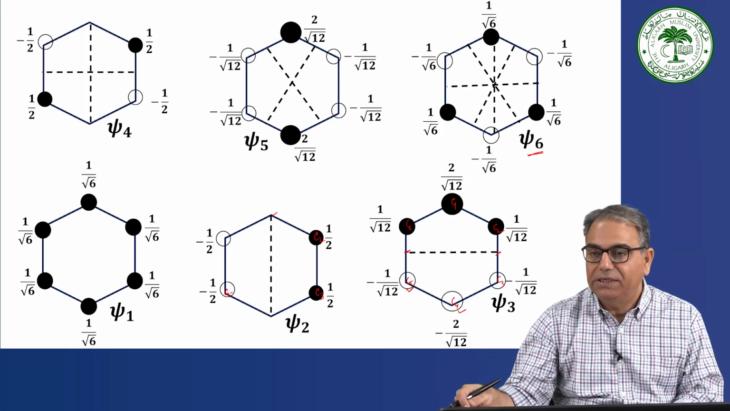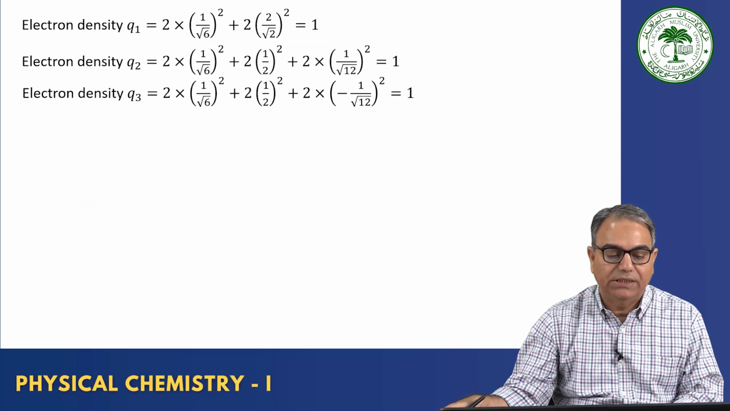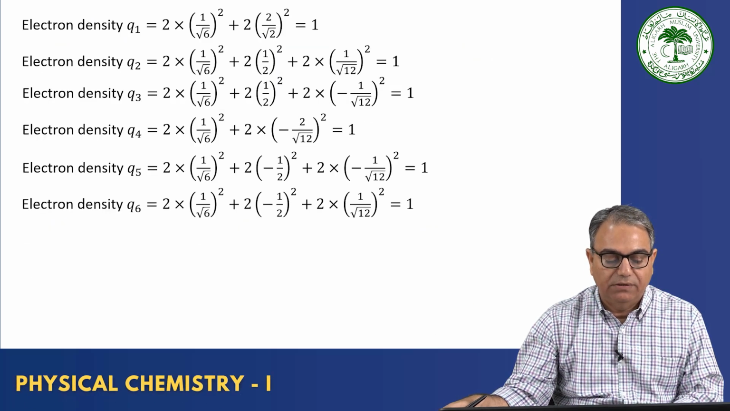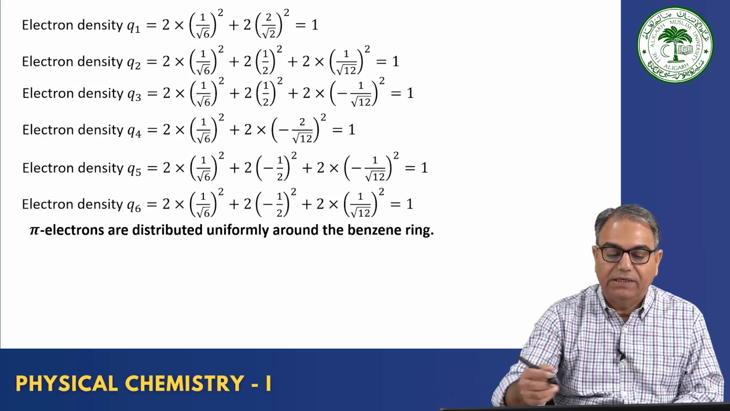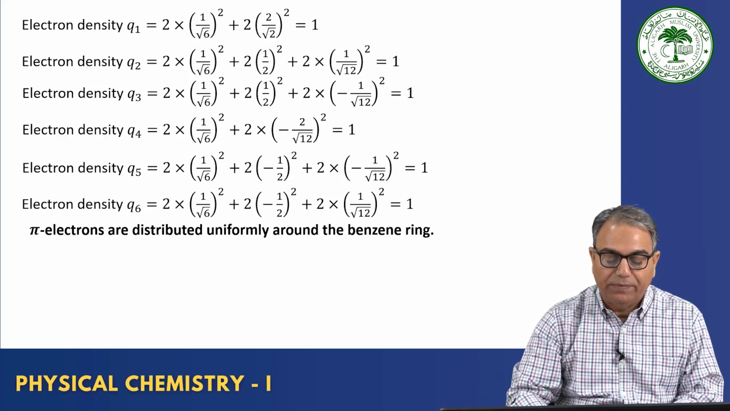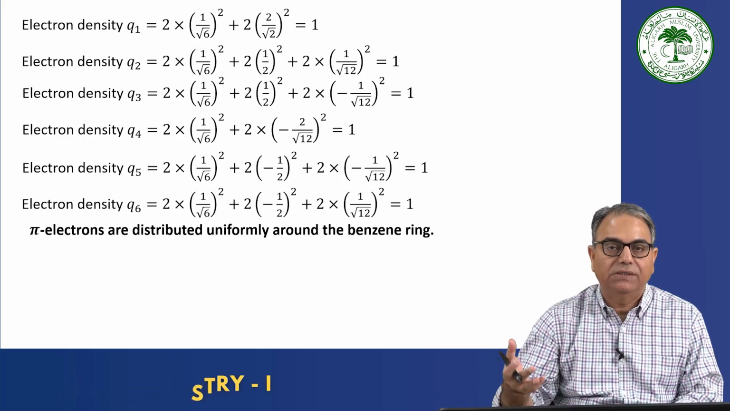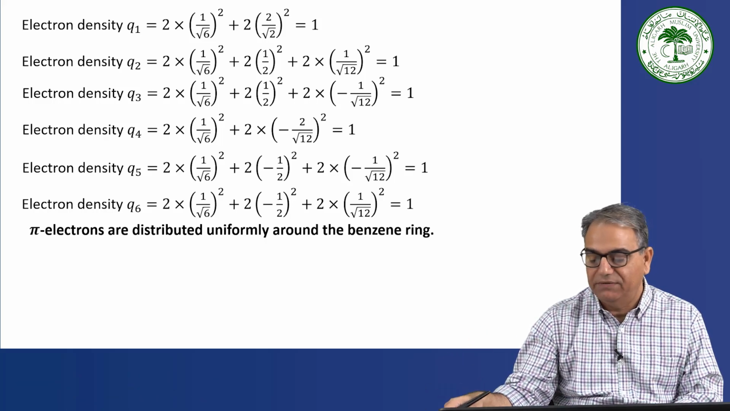Another way of representing the cyclic molecules is called, and then electron density I have calculated for these, and you find that everywhere the electron density is 1, and you know benzene is a neutral molecule, so pi electrons are distributed uniformly around the benzene ring. This is the message from the electron density calculation, and obviously if electron density is 1, charge will be 0, and you know benzene doesn't have a charge.